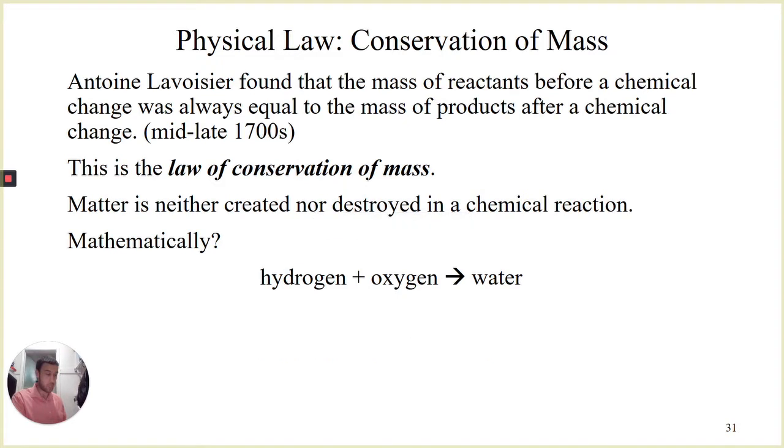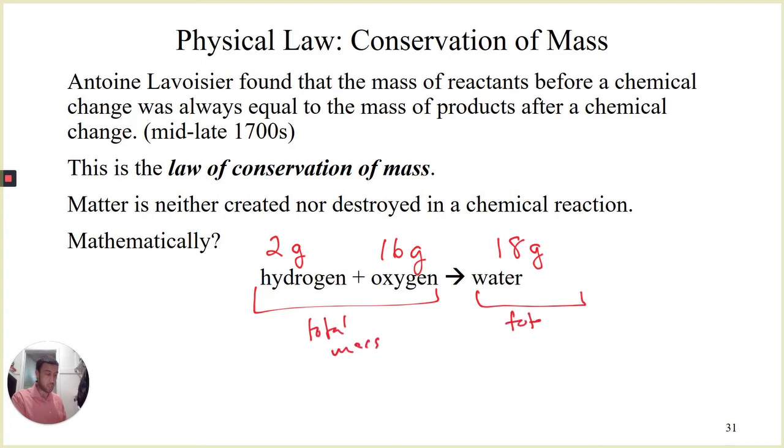So if we were to look at a chemical reaction of hydrogen gas reacting with oxygen gas to produce water, we could say hydrogen plus oxygen equals water. What this law of conservation of mass is saying is that if I take 2 grams of hydrogen and I take 16 grams of oxygen, if this expression is correct, then I will end up with 18 grams of water, right? Conservation of mass. The total mass on the reactant side must equal the total mass on the product side. And that's really all this is trying to do.